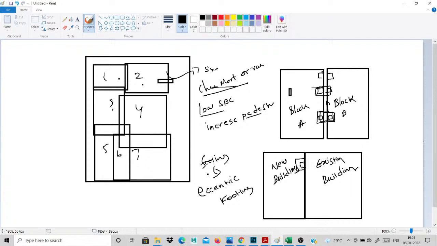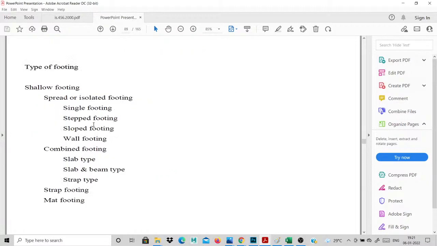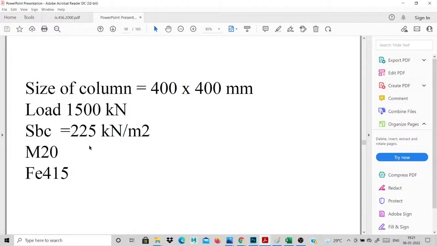If the two boundaries are the same, you choose a combined footing. Otherwise, you go for a different area. One is a new building and one is an existing building, so you choose an eccentric footing, a corner footing, and the design will be different. This is the main point: to design your footing, you need to know the bearing capacity, the type of columns, the greater depth of the soil foundation, and mat or raft and combined footing. Step footing and slope footing, all the types, were already discussed.